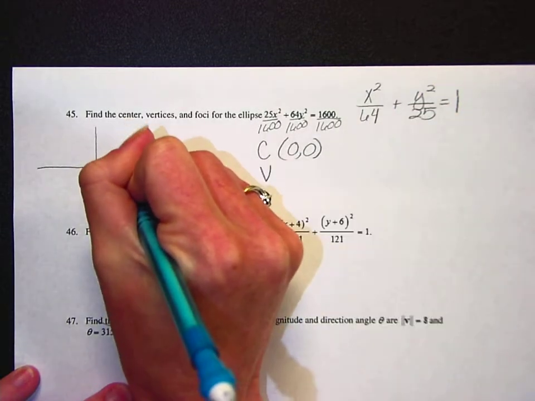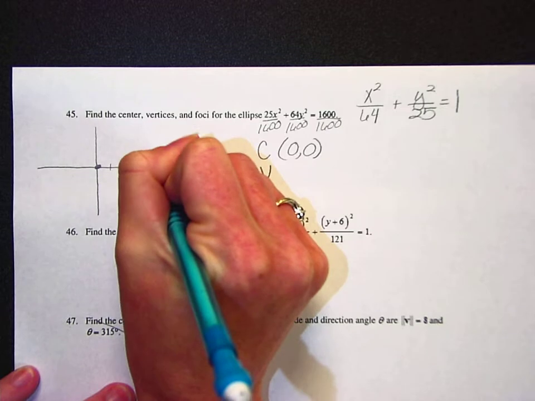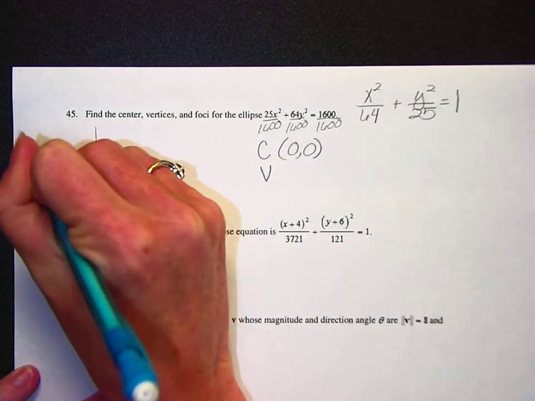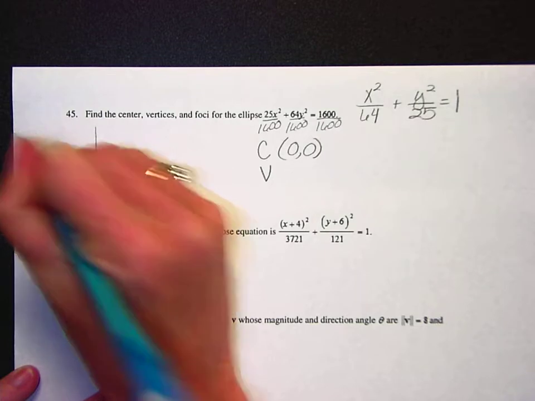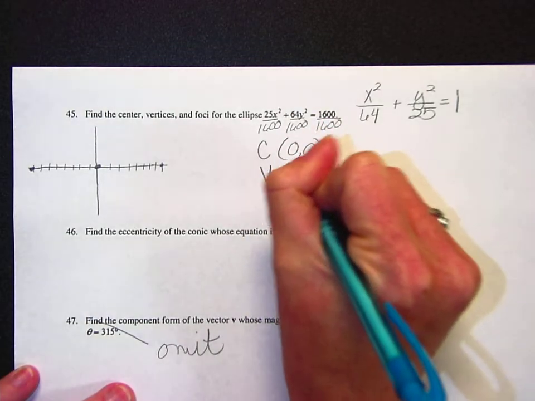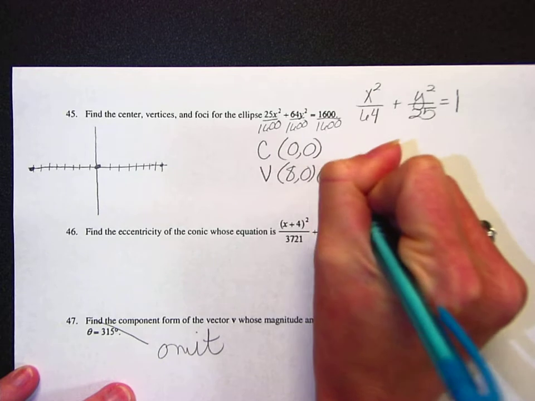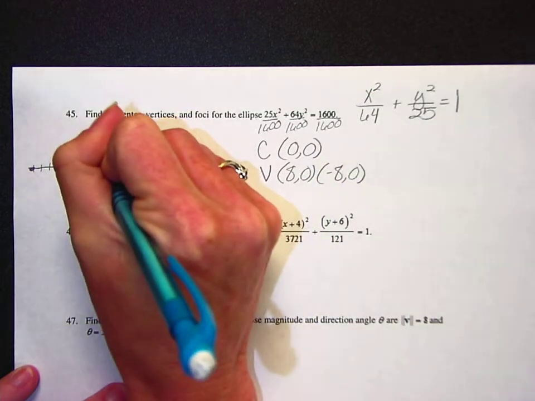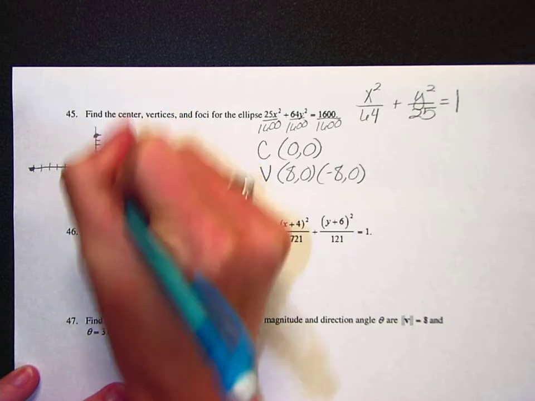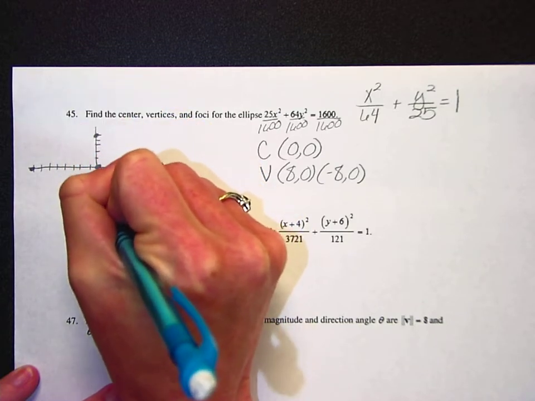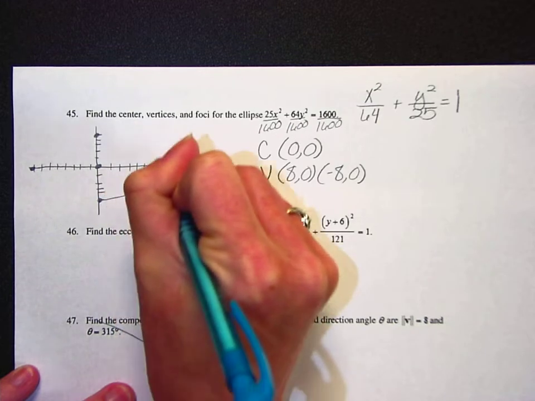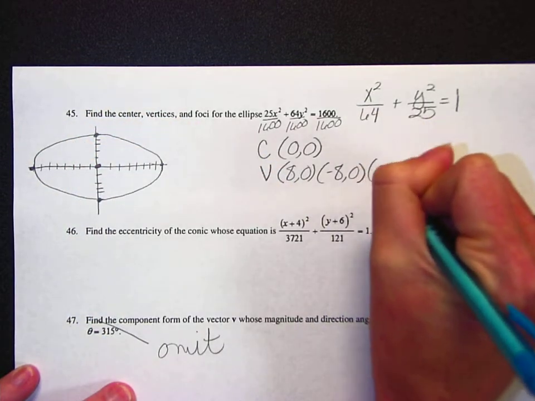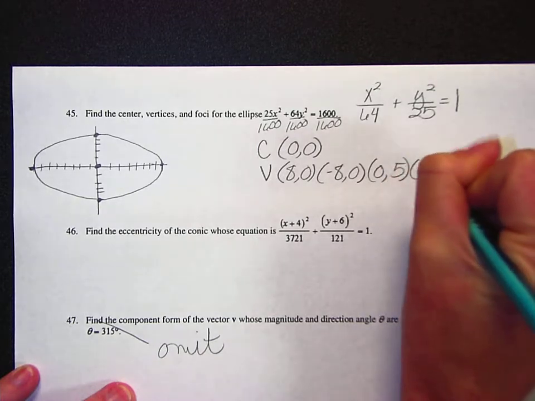All right, then for my vertices, I'm going to go in an x direction 8, so I'm going to go left and right 8. 1, 2, 3, 4, 5, 6, 7, 8. And 1, 2, 3, 4, 5, 6, 7, 8 this way. So those are going to be at 8, 0 and -8, 0. And then I'm going to go in a y direction 5. So 1, 2, 3, 4, 5. And 1, 2, 3, 4, 5. So those are going to be in a y direction. So that will be 0, 5, and 0, negative 5.